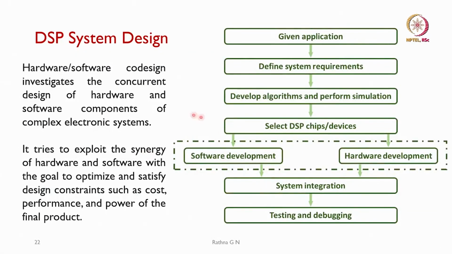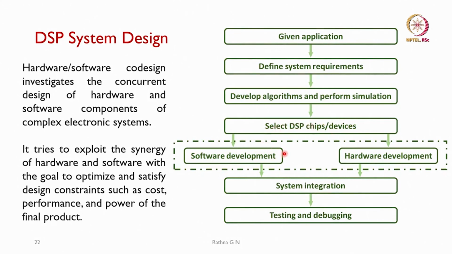Coming to the design, how we are going to proceed. So, signal processing system design, as we call it. If you have been given an application, I will be defining my system requirements, developing algorithms, and then performing simulation first to see that my algorithms are working fine and my requirements are correct. Then I can select DSP chips or devices, or whether I have to go for full custom or FPGA based or hardware based accelerator, I can decide it here.